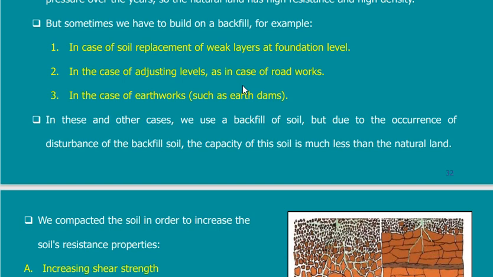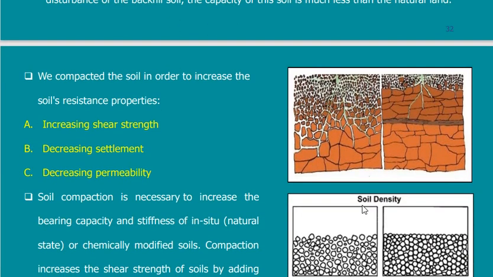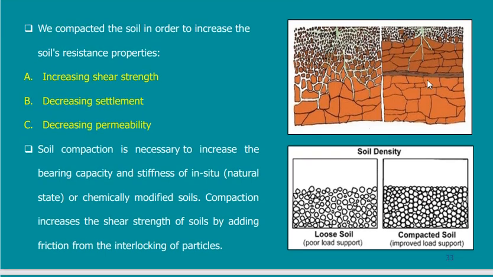To construct a road, you have to build the road using soil material. So this is really what happens. Imagine that this is a portion of the soil. Usually at the bottom, soil is good, it is compacted. At the top, it is a little bit loose.